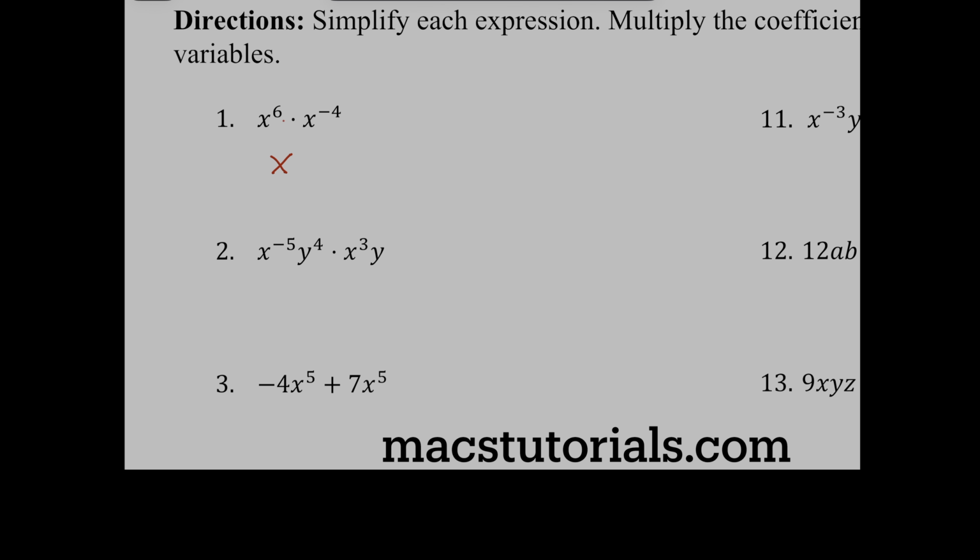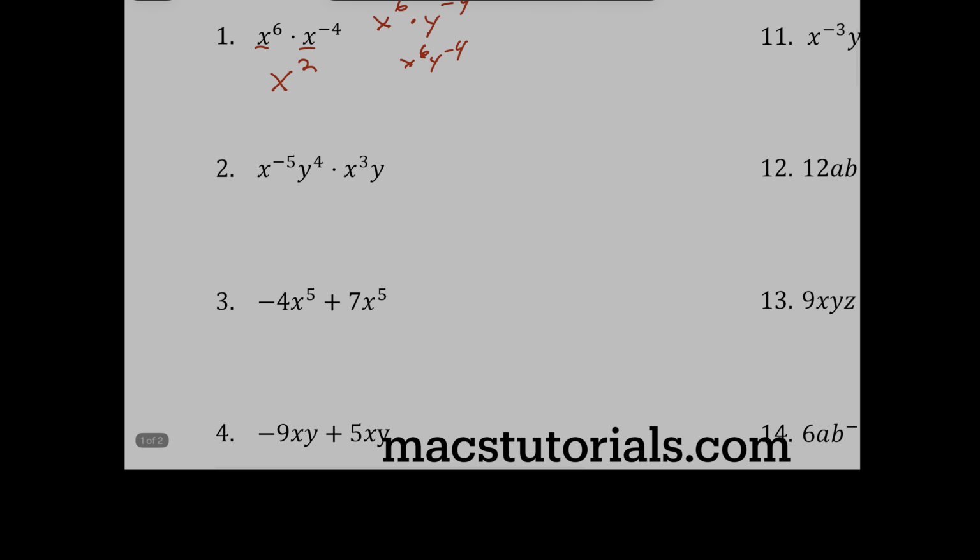Anyway, so when we multiply the same bases, meaning the big number there, the x's, we add the exponents. And 6 plus -4 is just a 2. Now, if that was x^6 times y^-4, the answer would just be x^6 y^-4. You can't combine things if they're different bases, right? So we could only do that because they're both x's. So let's go to number 2.